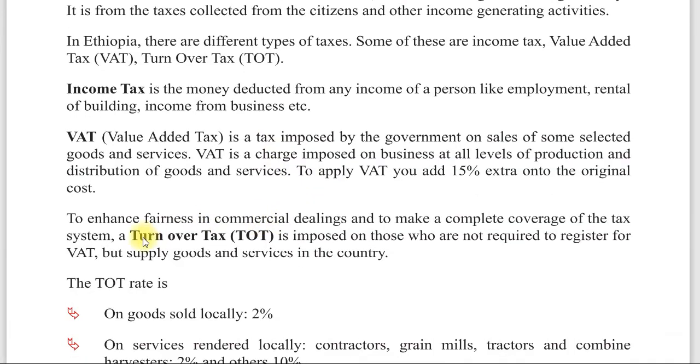Another point: to ensure fairness in commercial dealing and to make a complete coverage of the tax system, the turnover tax that is taught is imposed on those who are not required to register for a VAT but supply goods and services in the country.